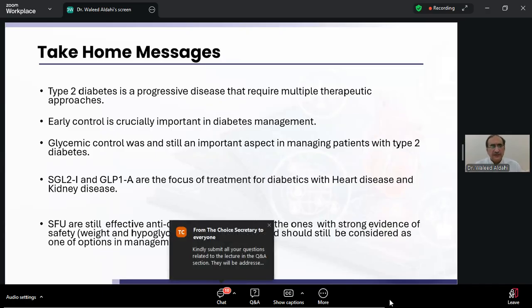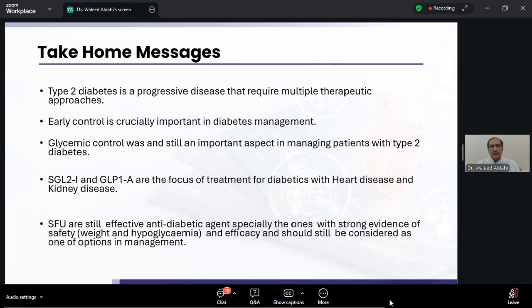So, take-home message: type 2 diabetes is a progressive disease that requires a multiple therapeutic approach. Early control is crucially important. Glycemic control was and still is an important aspect of managing type 2 diabetes. SGLT2 inhibitors and GLP-1 are the focus of treatment in diabetics with heart disease and kidney disease, and sulfonylureas are still effective anti-diabetic agents, especially the ones with strong evidence of safety regarding weight and hypoglycemia, and efficacy. It should be considered as an option in our management.